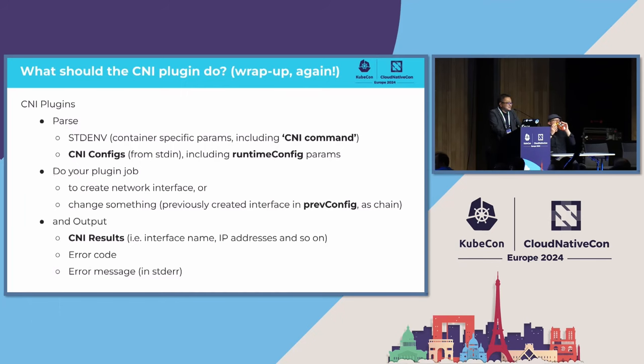So this seems to be slightly complicated, but that is required. A CNI plugin should parse the standard environment config, then create the interface and the output. You should output the CNI result based on the CNI version.